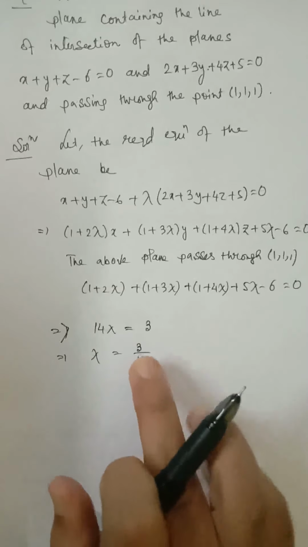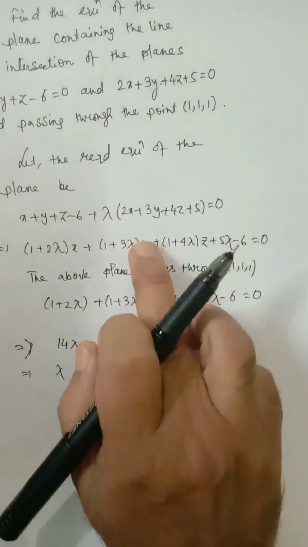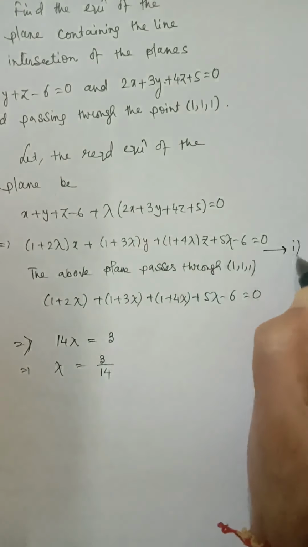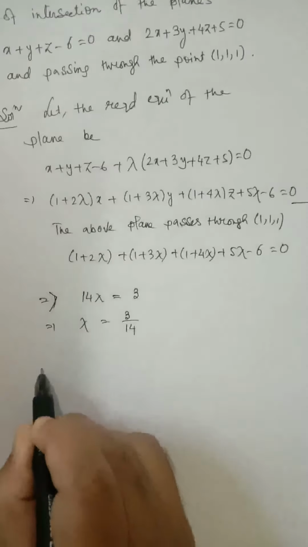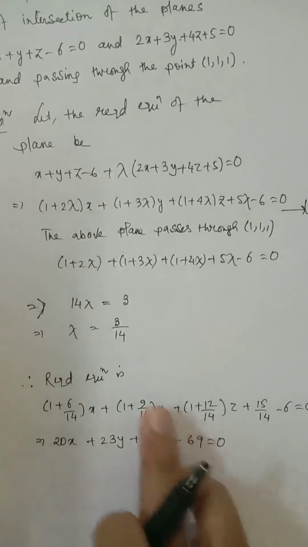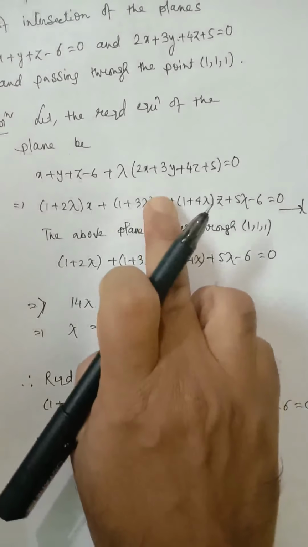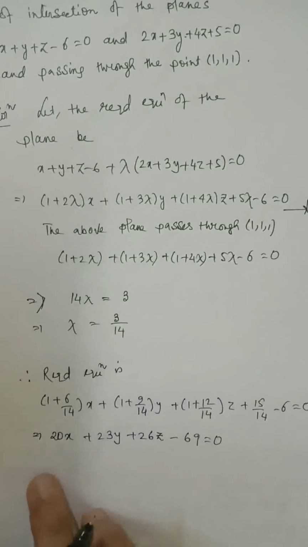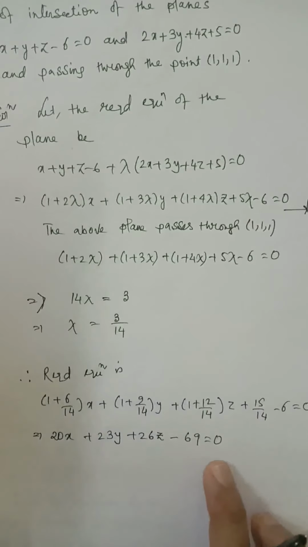Now putting this value of lambda in the required equation in equation 1, we will get the required equation. After simplification, putting the value of lambda in equation 1 and simplifying, we get the required equation of the plane as this.